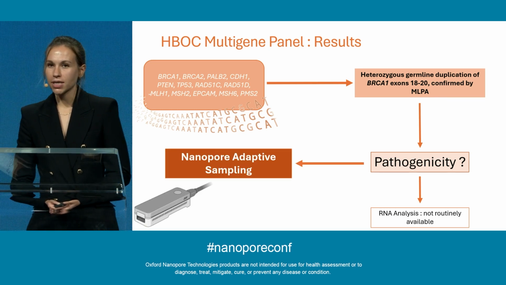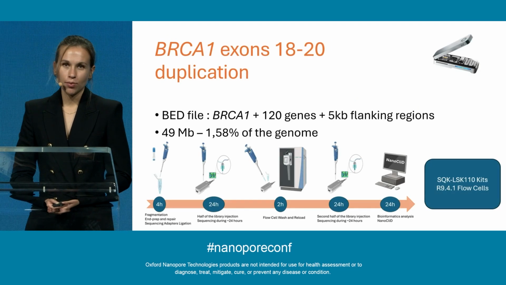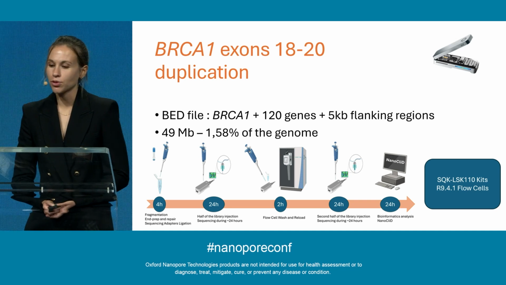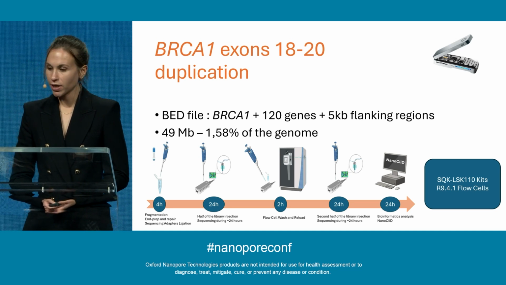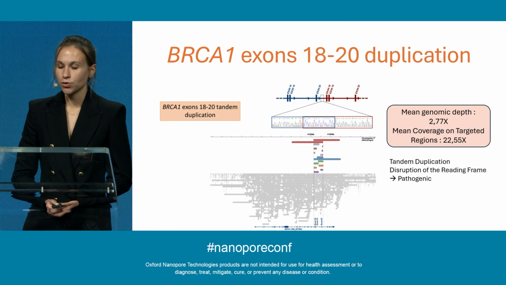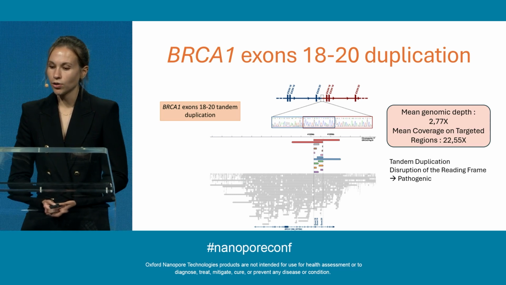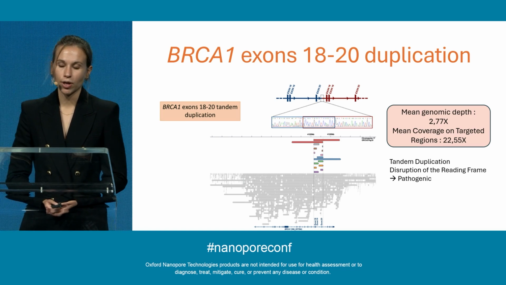So here, given the context, and because the clinicians needed a fast answer to know if the patient needed a surgery or not, we decided to perform adaptive sampling. So we prepared the library, as I told you before. This was just to specify that we were working on the latest chemistry with the R9 flow cells. And after we obtained the results within 1 week, as you can see here with the reads on IGV, it was really fast and easy to confirm that this duplication was indeed a tandem one, because you can see that the colored reads align twice on the regions involving exons 18 to 20 of BRCA1.